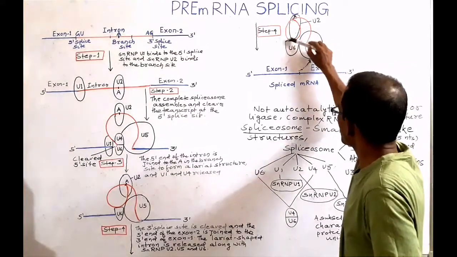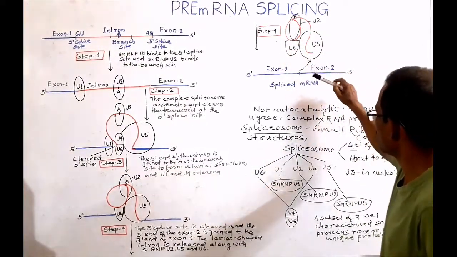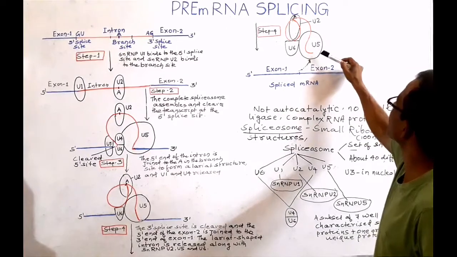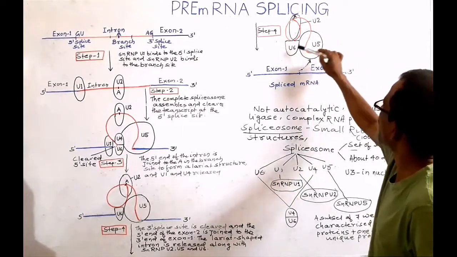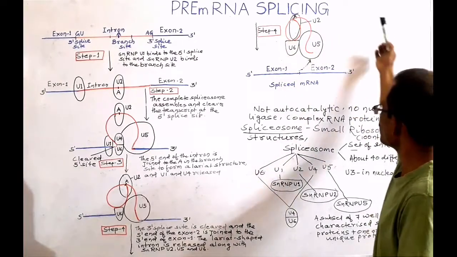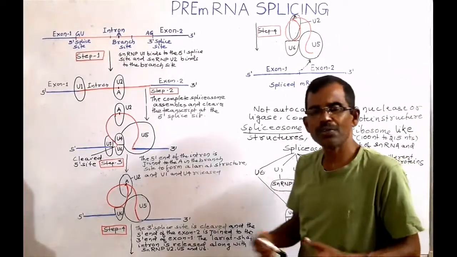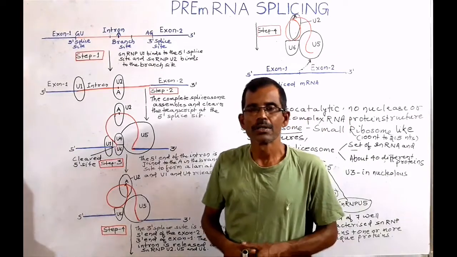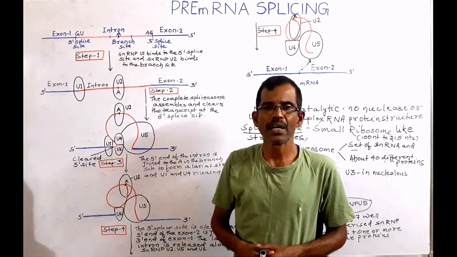And this is the lariat-like structure that is associated with these 3 snRNPs. After that, these particles also dissociate. So friends, this is about the splicing of pre-mRNA.